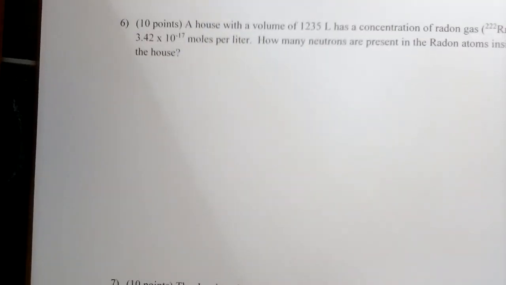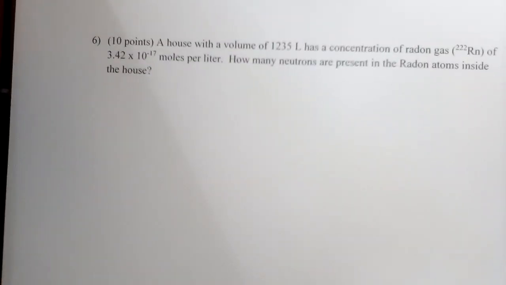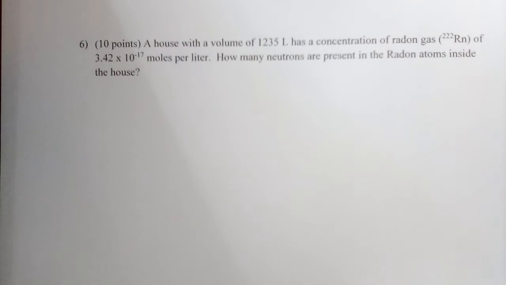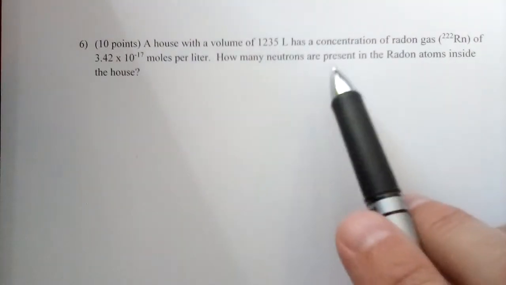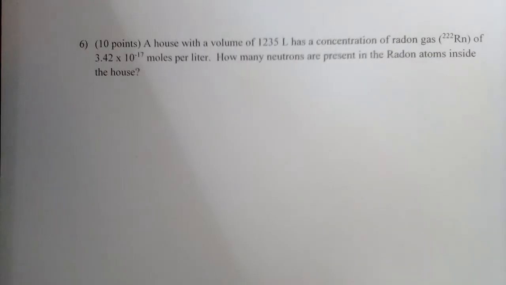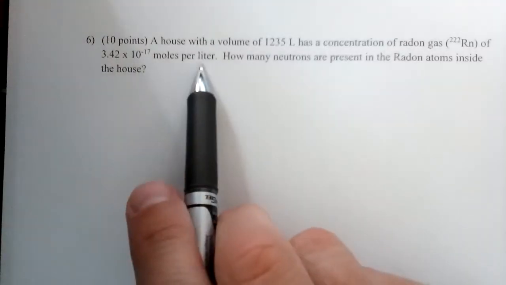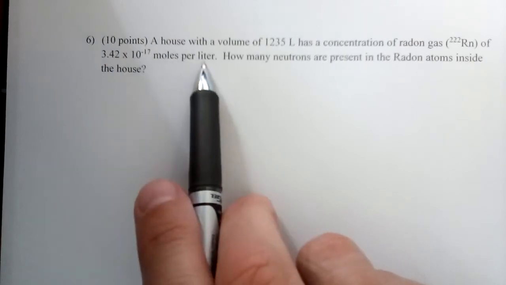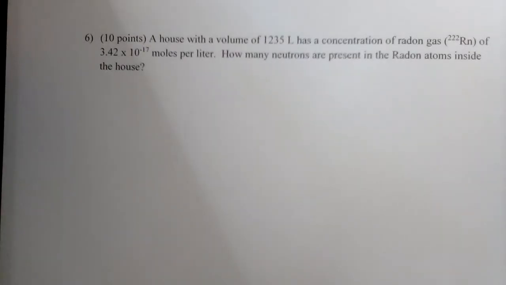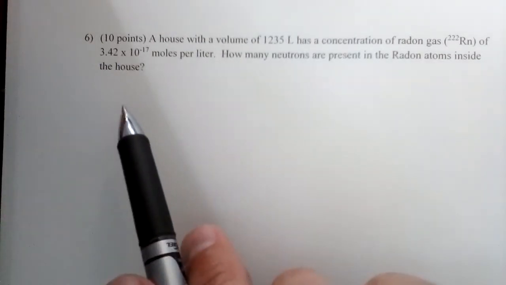All right. So, moving on to the next page here of the practice exam. Question number 6 here. We've got a house, and we're given the volume of the house in liters. And then we're told the concentration of radon gas, and notice we're given the mass number of radon there in the formula. We're given that concentration in moles per liter, so there's 2 units that we can use in conversion calculations. We want to calculate how many neutrons are present in the radon atoms inside the house.